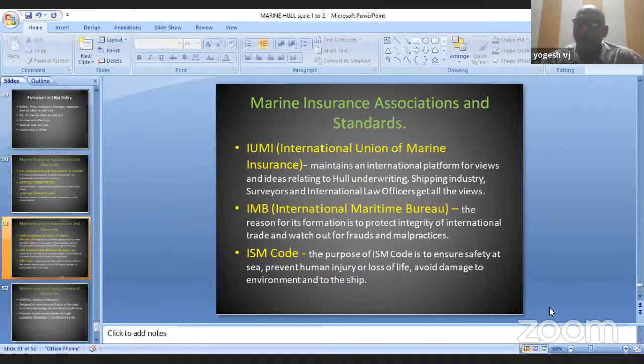Jitna bhi frauds and malpractices hota hai, in order to keep an eye on that, this has been developed. IMB. ISM code is the purpose of ISM code is to ensure safety. Okay, safety management basically. At sea, prevent human injury or loss of life, avoid damage to environment and to the ship. Ye international safety management code, ISM code.